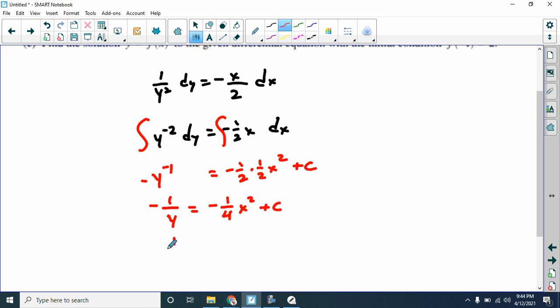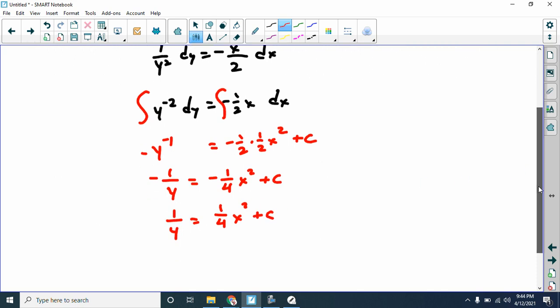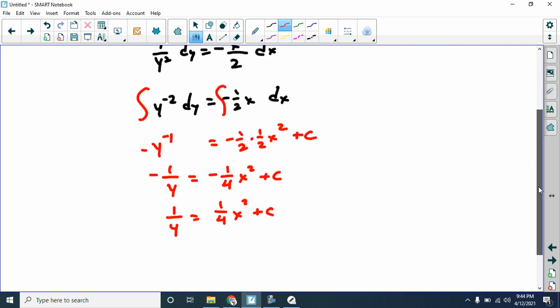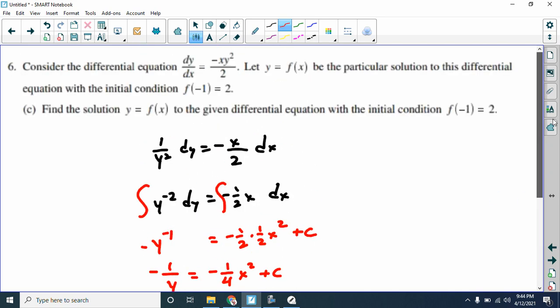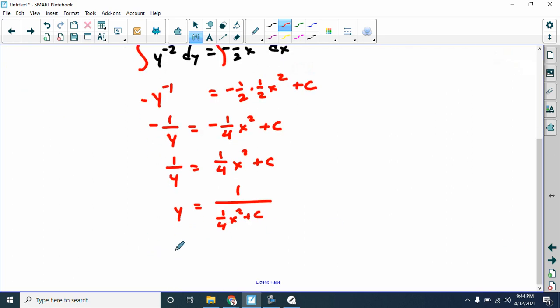Multiply both sides by -1, gives me 1 over y equals 1/4 x squared plus c. I can flip this, as long as I also flip this. Let's go ahead and plug in the point now. -1, 2. So 2 for y, -1 for my x. I don't know why I put an x there again. -1 squared is 1. Multiply both sides by 1/4 plus c.